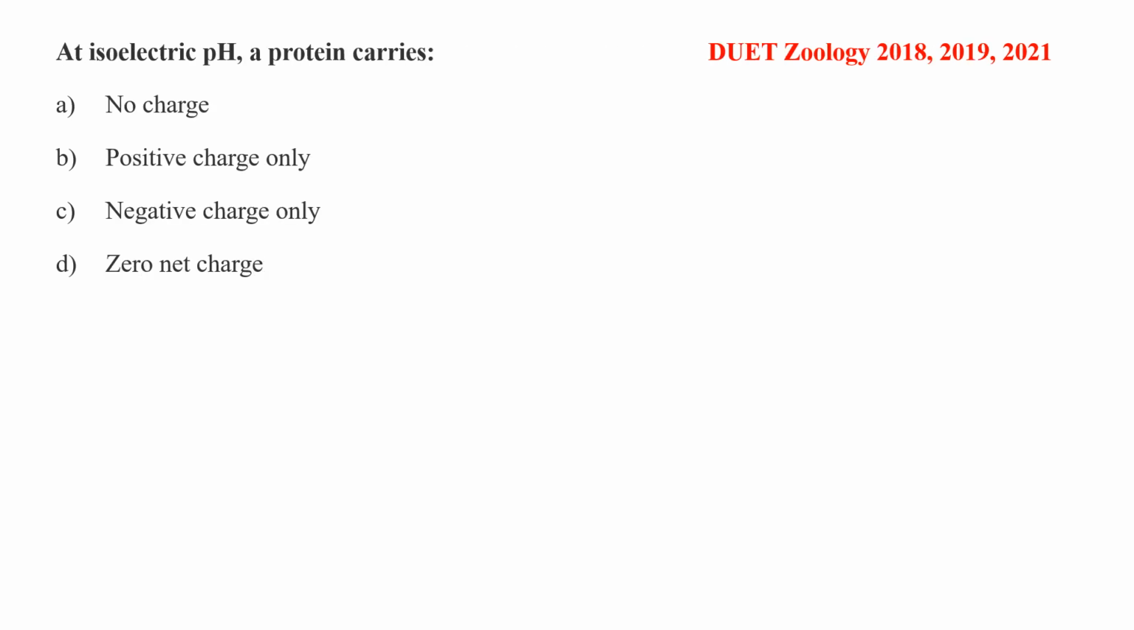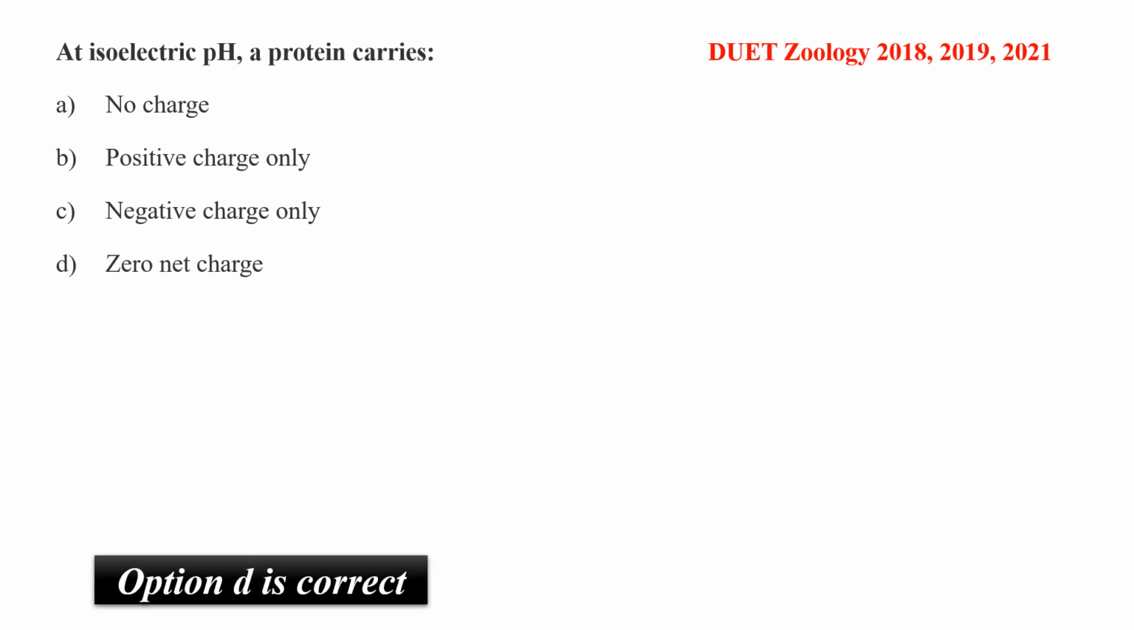At isoelectric pH, a protein carries? That's very simple. At the isoelectric point, or pI, the protein contains no net charge. That means it is in the zwitterionic state, so it becomes electrically neutral. So option D would be the correct answer in this case.